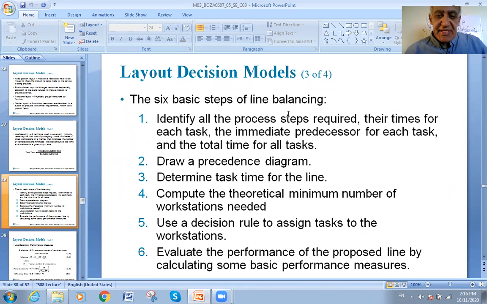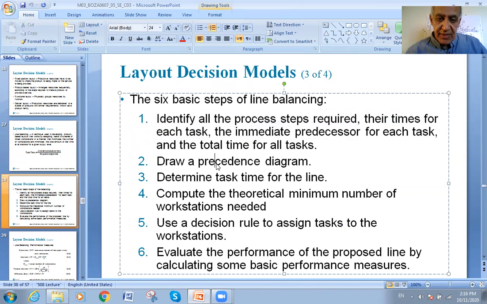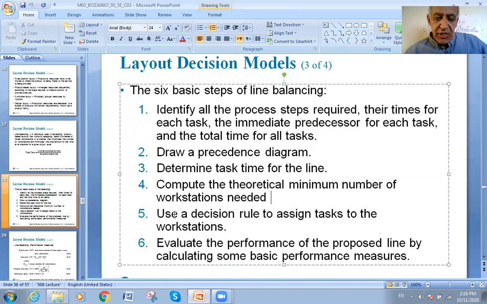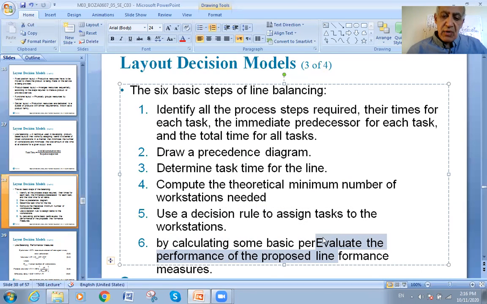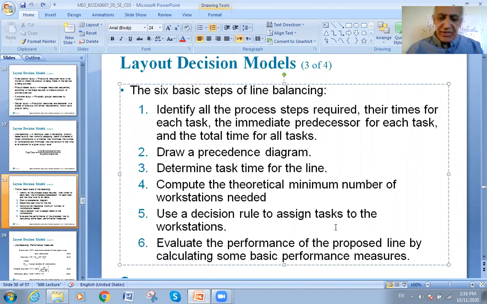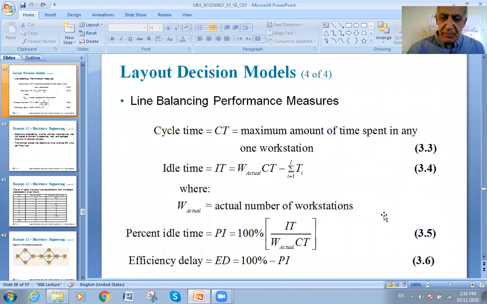We have here 6 basic steps for the modeling: identify the process steps required, draw the precedence diagram, determine the task time for the line, compute the theoretical minimum number of workstations, use a decision rule to assign tasks to the workstations, and evaluate the performance of the proposed line. Those are our 6 steps which we use for the layout decision. So this may be theoretical, but the most important thing is this model.